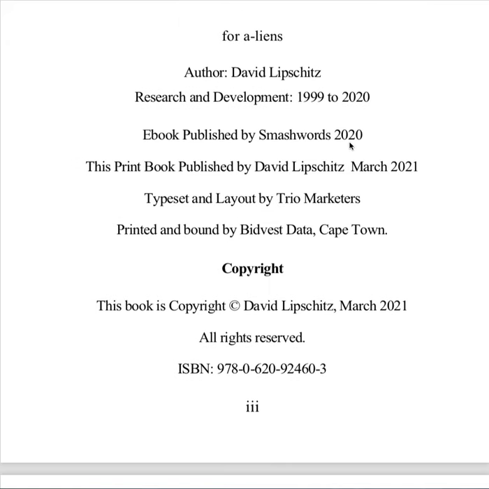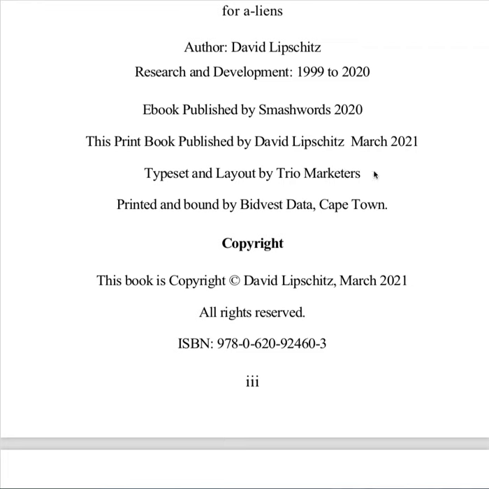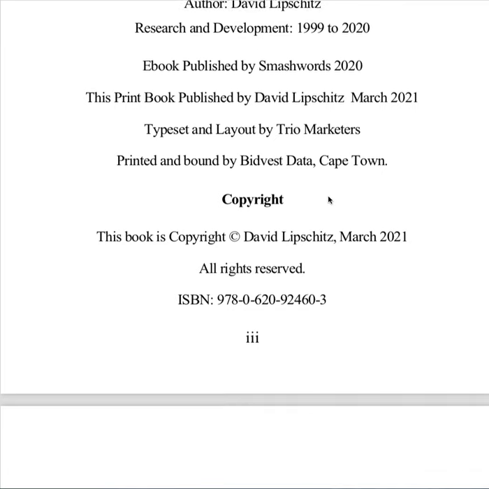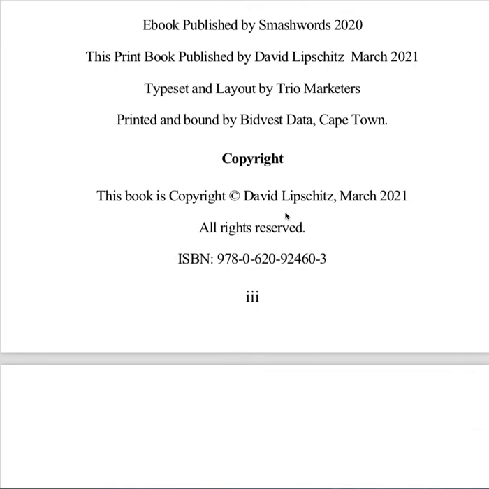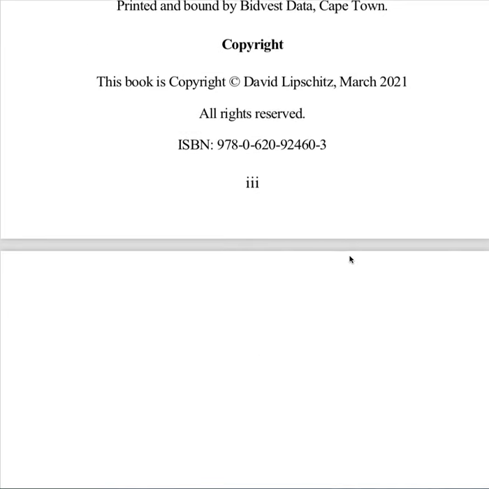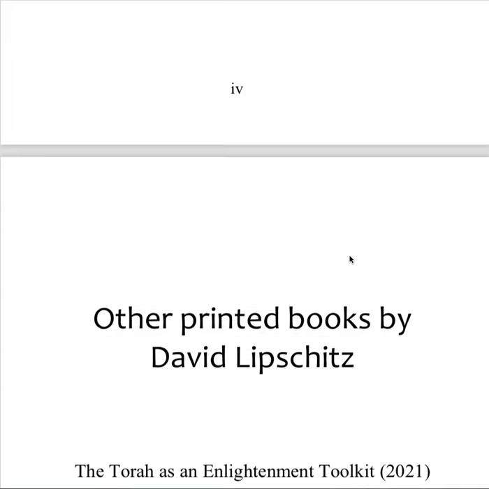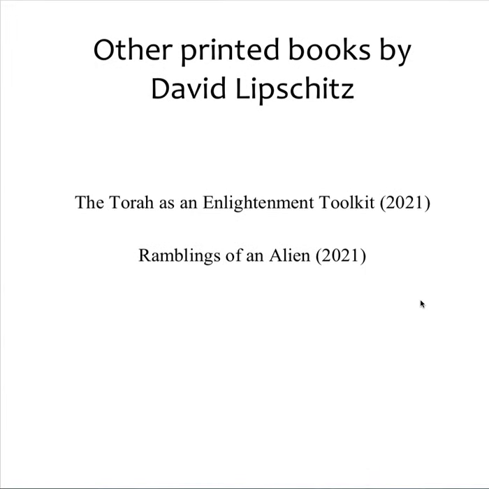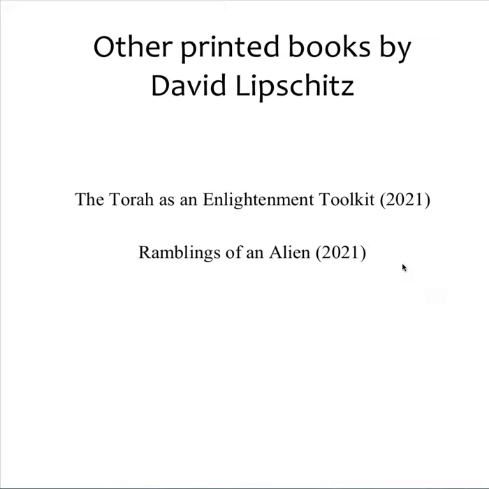I published the ebook on Smashwords last year, and then I self-published the books myself this year, the 3 books that I've written so far. I had some help from Cheo Marketers, a South African company. It was printed by Woodwest Books. It's copyright to me, and here's the ISBN of the printed book. And then I've also written these other 2 books, The Torahs and Enlightenment Toolkit, Ramblings of a Lady, which were printed in 2021, although published originally in 2020.